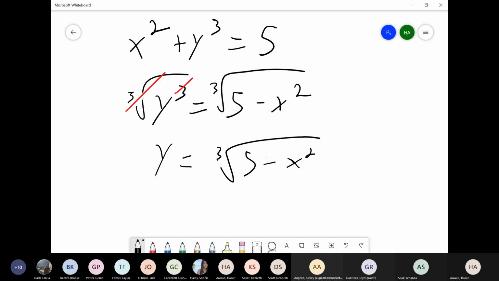Another way to think about it is we know we have to include a plus or minus when we take the square root, but do we have to put a plus or minus when we take the cube root? Yeah, Grace. Grace said no, right? And that's correct. We do not have to put a plus or minus.